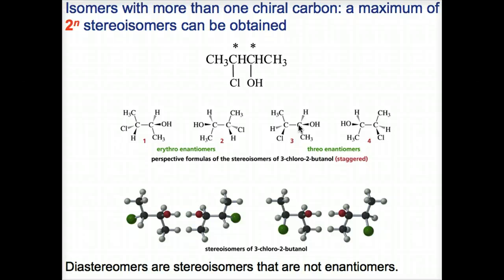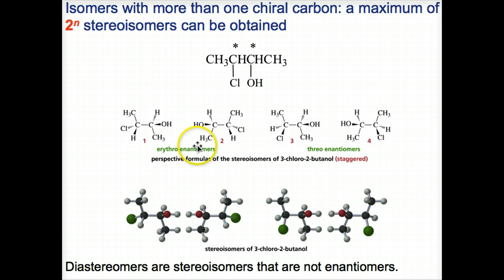Okay, let's look at this. How many stereoisomers can exist? We've seen this before. It depends on the number of chiral carbons, or the asymmetric carbons, in the molecule. Molecules with more than one chiral carbon have a maximum of 2 to the n stereoisomers. In this molecule, notice there are 2 asymmetric carbons. Therefore, there's 2 raised to the second power, or 4 possible stereoisomers, and they're listed here.